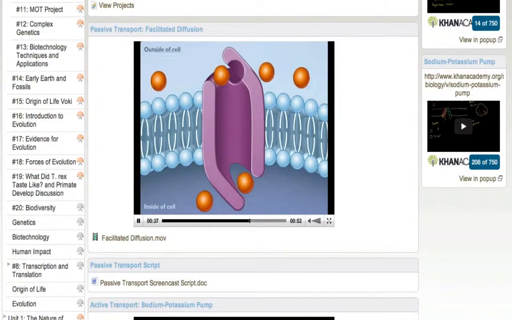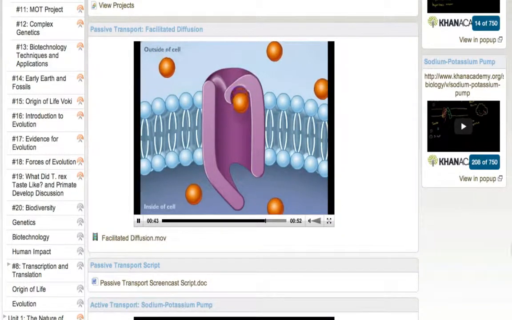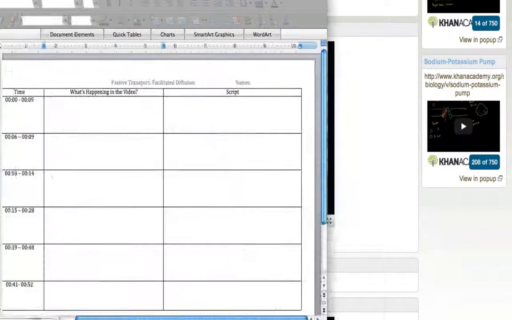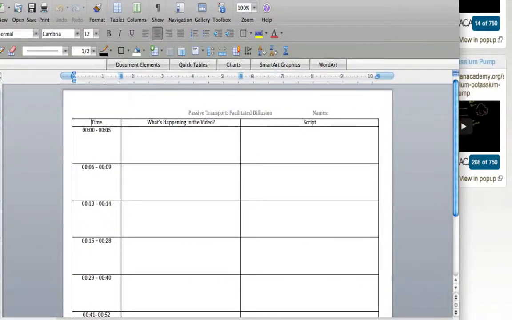And so the goal of this is for students to be able to use this vocabulary to narrate this video in their own words. And so in order to facilitate this, I provided students with a template. And so here is the template for students to write a script.